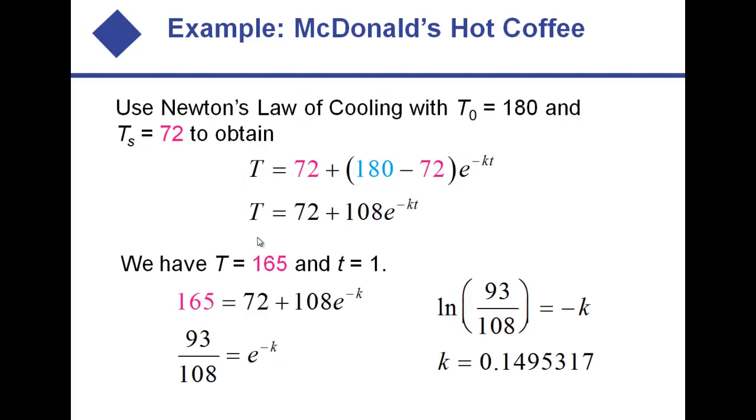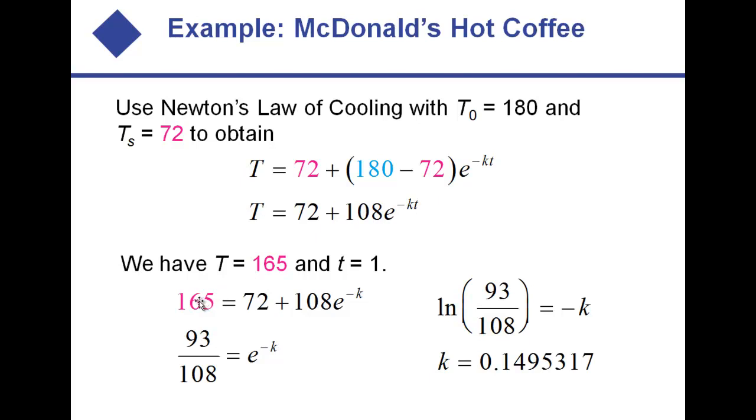Okay, we plug in everything that we know. The starting temperature of the coffee was 180. The ambient room temperature was 72, so that's why it goes in for the T sub S. We want to know, and this is not a typo, they didn't go from 180 to 108, they did 180 minus 72. That's why you have 108, right? So here's our formula simplified.